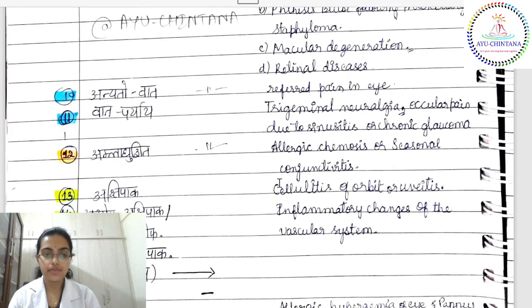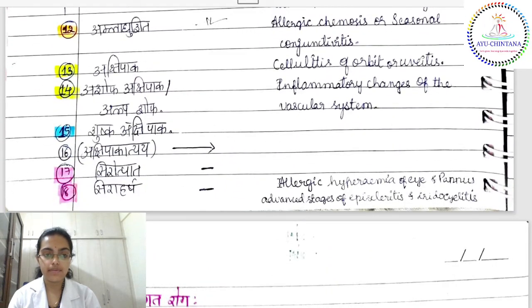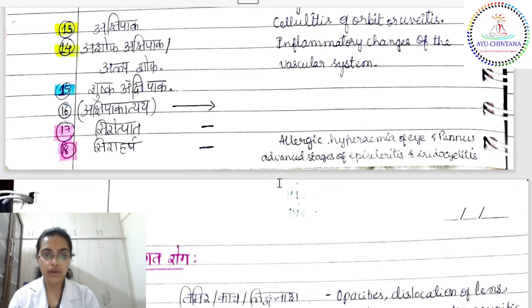Then coming to Akshipaka. So how is the Akshipaka? When the word Paka comes, almost all the time it is related to Sannipataja only. Unless otherwise mentioned, it is a Sannipataja Vyadhi only. So as you are seeing the color codes here, Akshipaka Ashobha and Akshipaka Sashobha are Sannipataja Vyadhi.